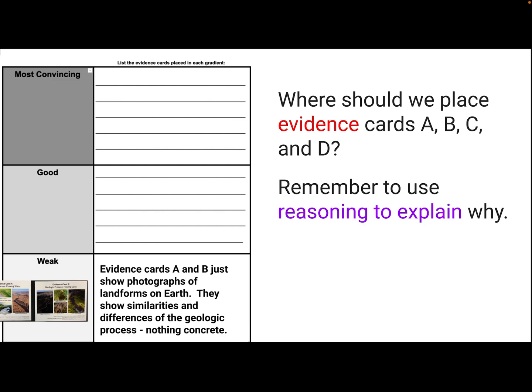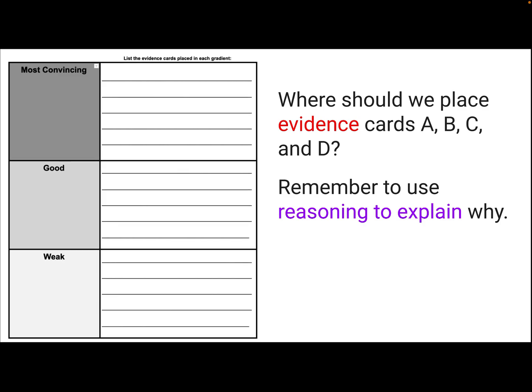And so I said evidence card A and B just show photographs of landforms on Earth. They show similarities and differences of the geologic process. There's nothing concrete. So it's kind of wishy-washy evidence. I'm going to have you guys pause and copy this reasoning onto your evidence gradient. Okay, I'm going to go back a couple slides.